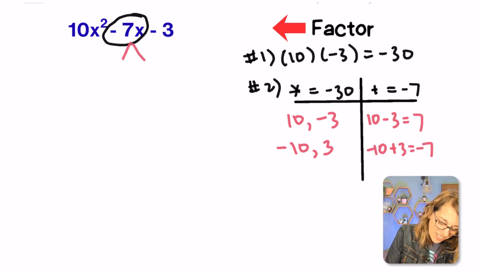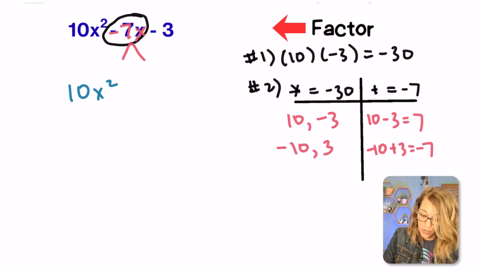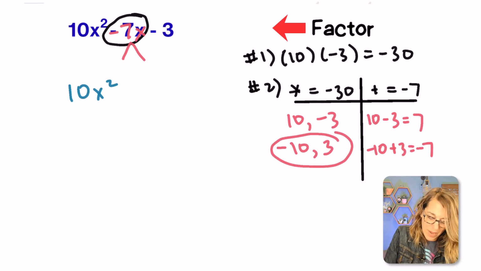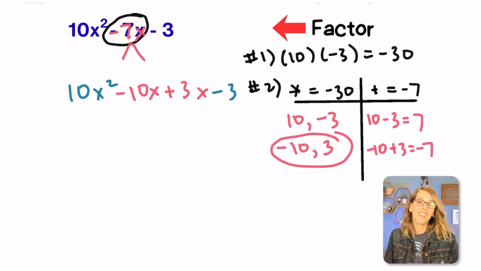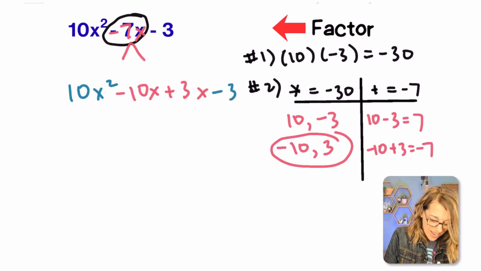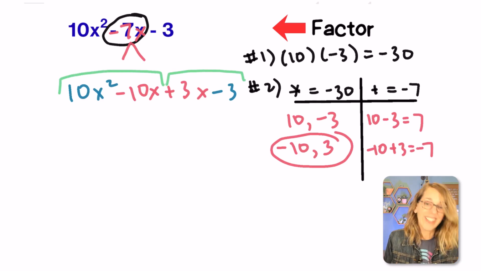Let's go ahead and rewrite this. So I've got my 10x squared, and I'm going to go ahead and just rewrite that negative 7x using the two terms that I found. So I'm going to write minus 10x plus 3x. And I'm going to bring down that minus 3. So this is now going to be factor by grouping. So I've got my first group here, and I've got my second group here.